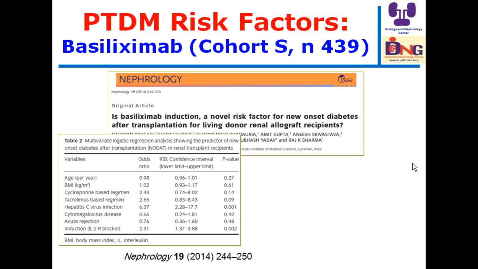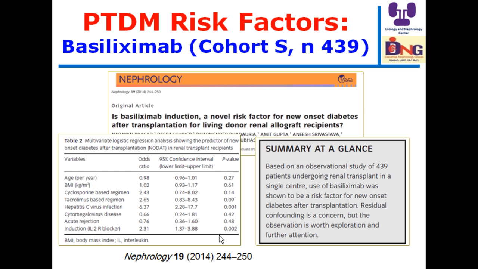Again, if you look here, this is the data showing the odds ratio of using interleukin-2 receptor blocker is 2.3, so it is a significant association of Basiliximab with the occurrence of post-transplant diabetes, based on an observational study including this number of recipients undergoing renal transplantation in a single center. Use of Basiliximab was shown to be a risk factor for new onset diabetes after transplantation. Residual confounding is a concern, but the observation is worth exploration and further attention.